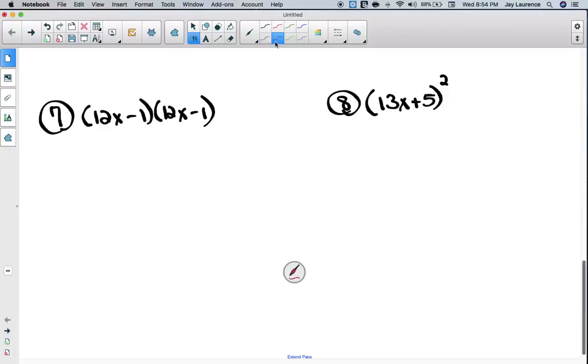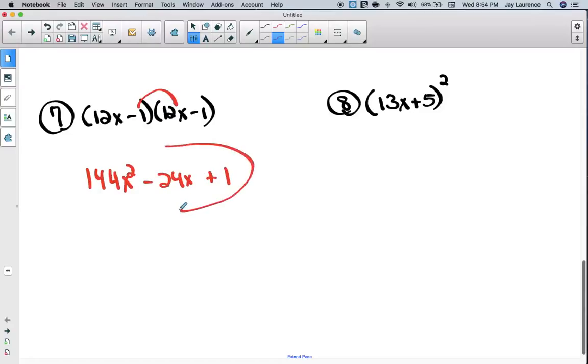Okay, I'm getting ready to show my answers. Make sure you've paused the video and you've tried them. Okay, so here comes 7. So I'm going to square 12x. I'm going to get 144x squared. I'm going to square the negative 1. That'll be a positive 1. Negative 12x doubled is negative 24x. I can feel the confidence growing.